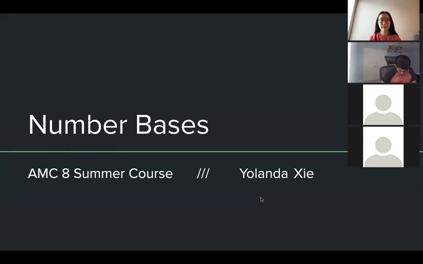So today we're going to be learning about number bases. It's going to be more complex than the other topics we've gone through this week. So just make sure if you're confused at any time, you should ask your questions. You can unmute or type them in the chat, and I'll do my best to answer them.